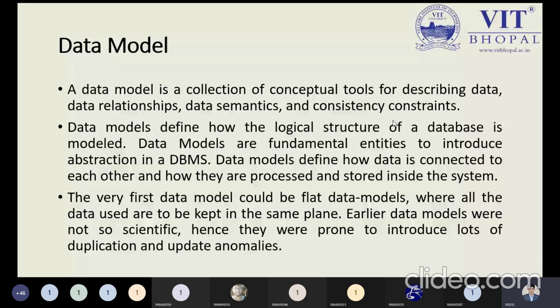Any doubt on this slide, then you can ask me. So what we need to do is look into the data model. This is just an idea about the data model. Yes student, tell me, do you have any doubt? Then you can ask me on this slide.